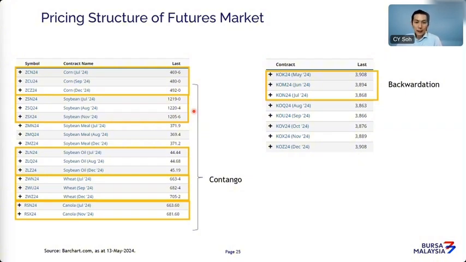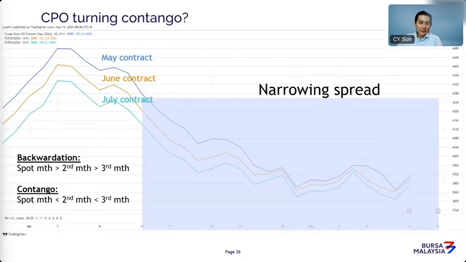So when crude palm oil turns back to a contango situation, that is what we would call a normal market situation already. However, let's have a look at the next chart here, whether CPO is going to turn contango or not.